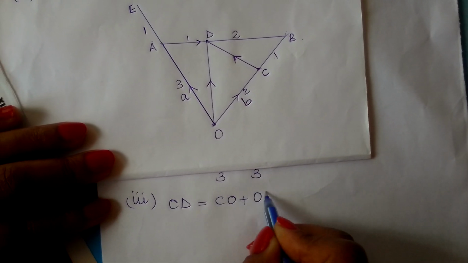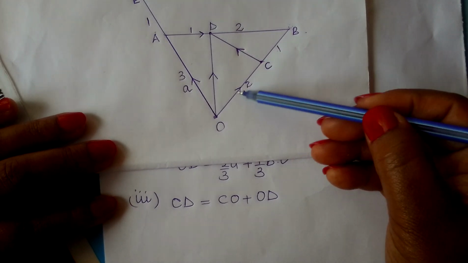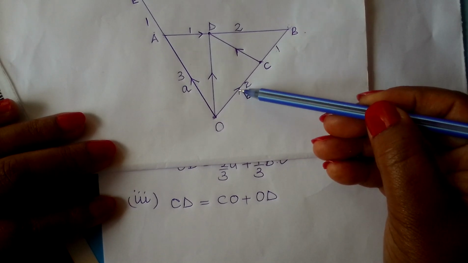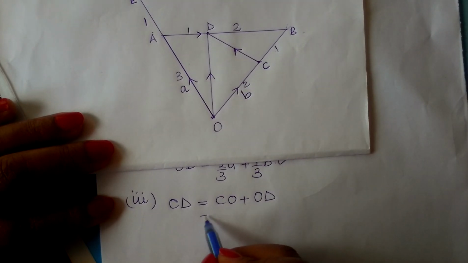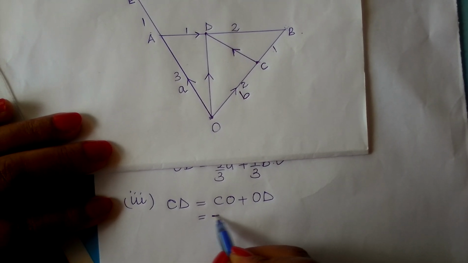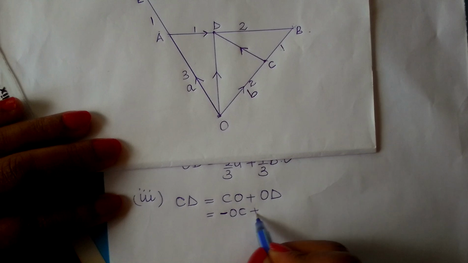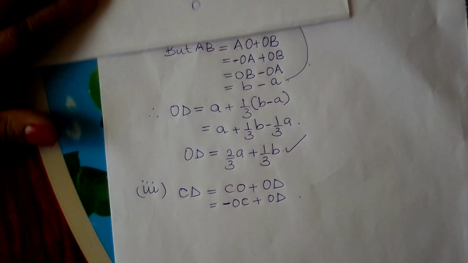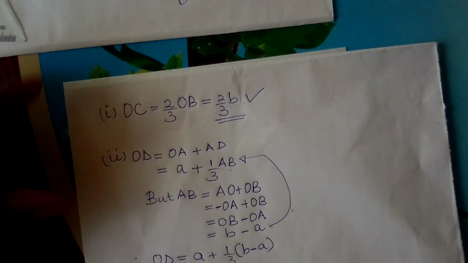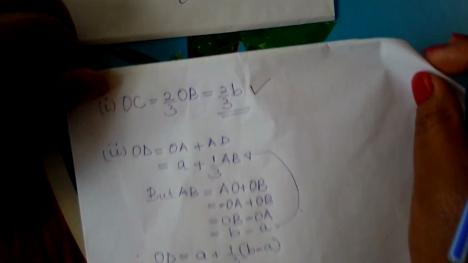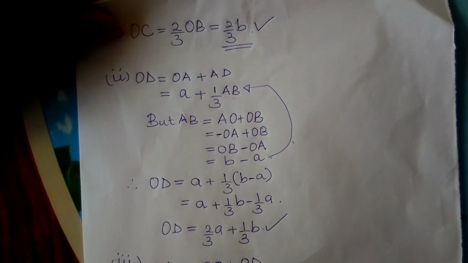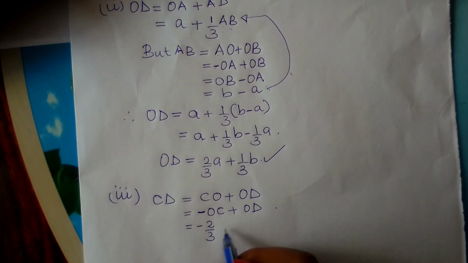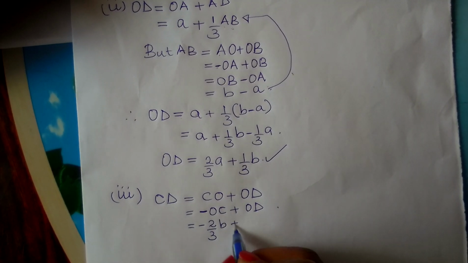CO plus OD. Lana, again here, you are moving against the arrow of OC. So vector CO is the same as minus OC. Whenever you move against the arrow, you write minus OC plus OD. Okay? Now, what is OC? We had our OC, learner. Our OC in the very first step was 2 over 3b. So you come and say this is minus. Our OC, we had calculated it in part 1. It is 2 over 3b plus OD.